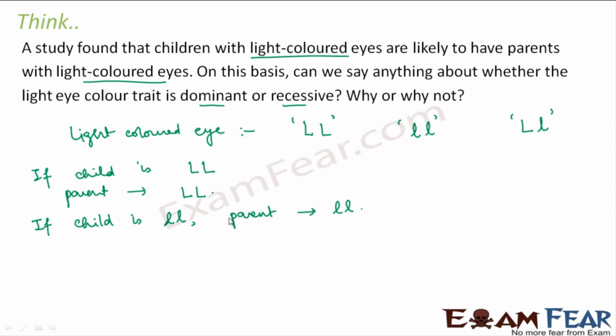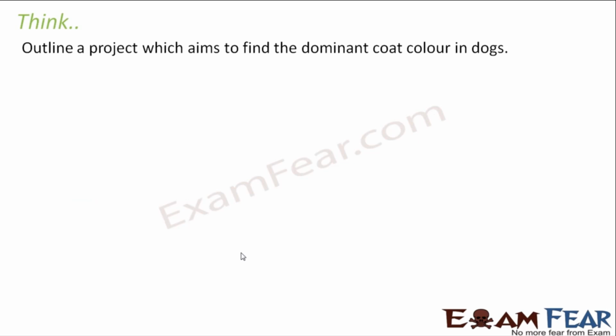Now if we say that the trait is dominant, even if one of the parents has light colored eyes, the child can also have light colored eyes. So in both cases, we see that there is a possibility that the child will have light colored eyes if any of the parents have light colored eyes. So we cannot say whether light colored eye is a dominant trait or a recessive trait. Let's look at another one.